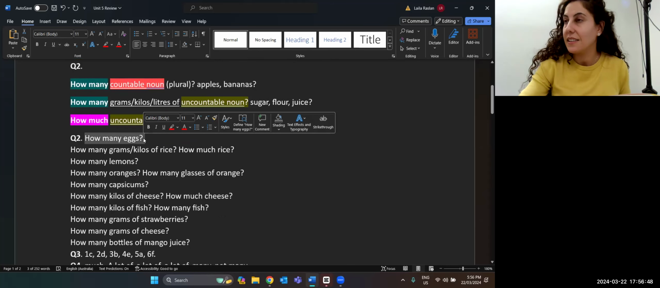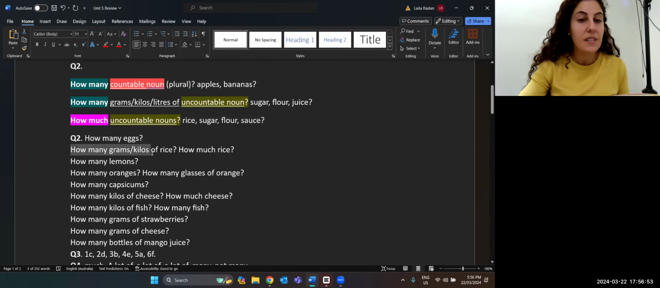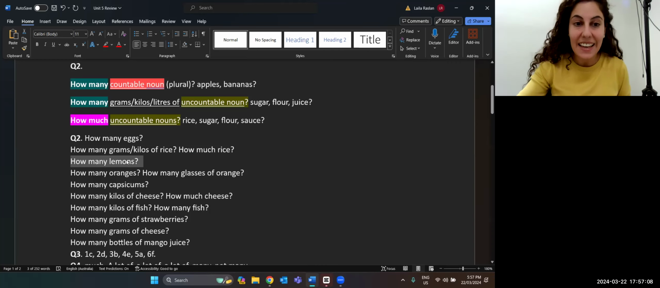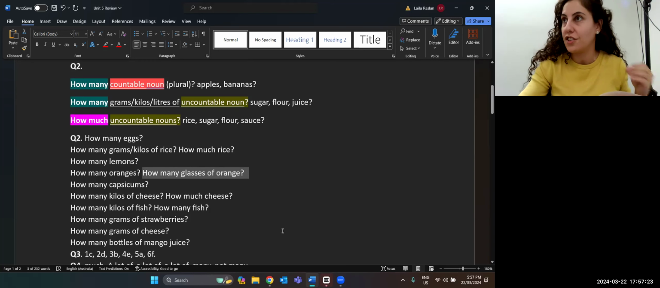How many eggs do you want? That's countable. How many grams or kilo of rice? That's uncountable. Or you could say, how much rice do you want? How many lemons do you want? Is that countable or uncountable? Countable. You can see the S, countable. Okay. How many oranges? Is that countable or uncountable? Countable. There's an S.